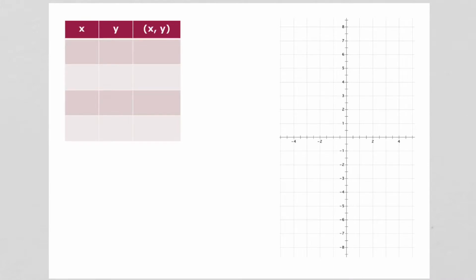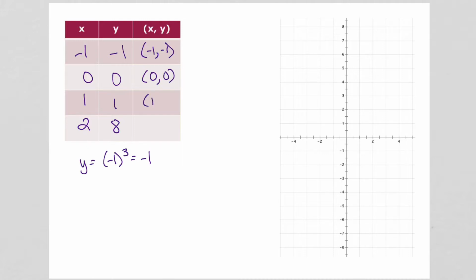And then we want to graph it. So let's pick some points. We'll do negative 1, 0, 1, and 2. So if we plug in negative 1 for x, then we get negative 1. If we plug in 0, 0 cubed is 0, 1 cubed is 1, and 2 cubed is 8. So we have the points (-1, -1), (0, 0), (1, 1), and (2, 8).